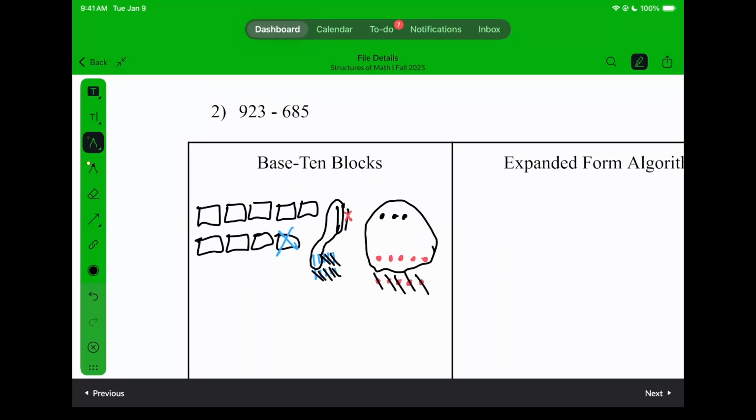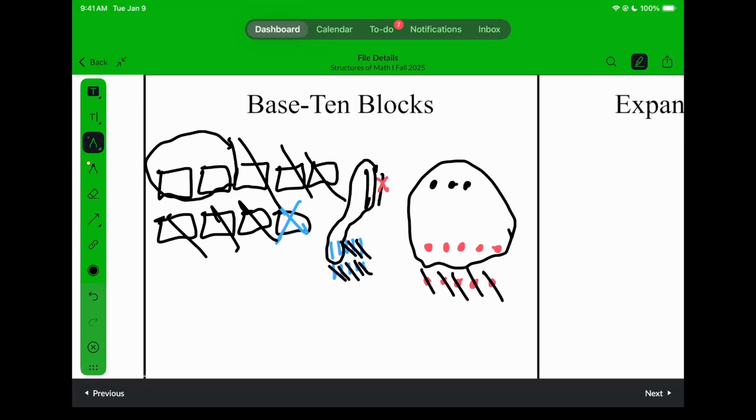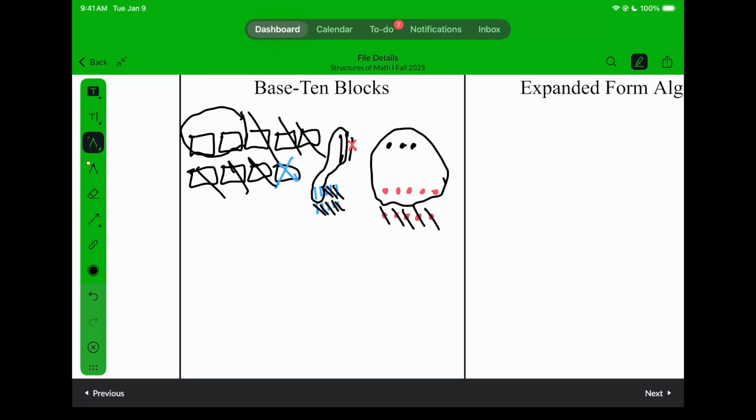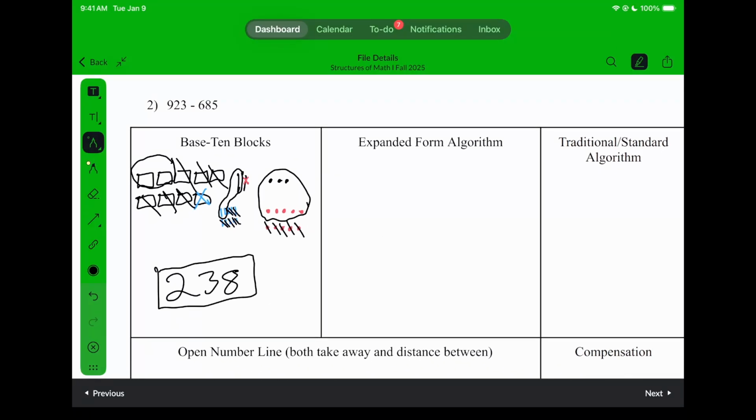Then we have 1, 2, 3, 4, 5, 6, 7, 8 flats, and we need to take away 6. We can take away 6 from 9. Check this out: 1, 2, 3, 4, 5, 6. Whoa. Look at that. See, this is why we start with the ones and then keep moving. Had to take away no flats. So then you just look at what you're left with: 2, 3, 8. 238. Wowza. Okay.